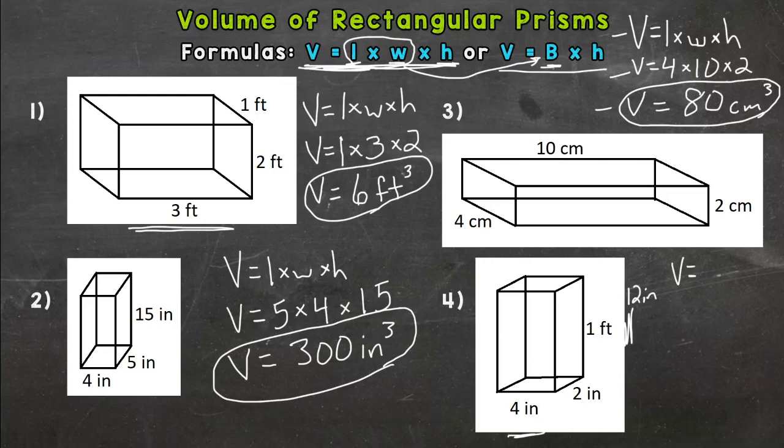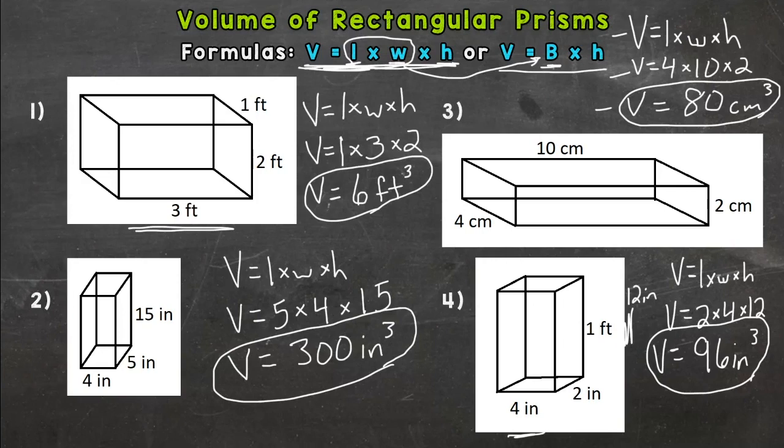So formula, volume equals length times width times height. Plug in. Our length is 2 inches. Width is 4, and our height is 12 inches, remember. Don't put 1, we need inches. 2 times 4 is 8, and 8 times 12 is 96. So 96 cubic inches.